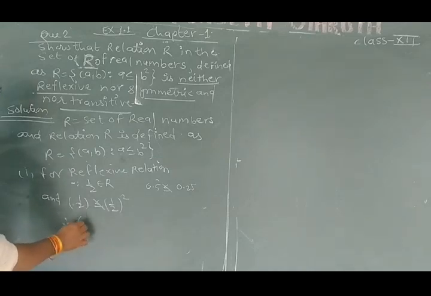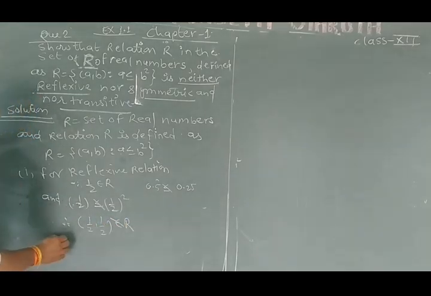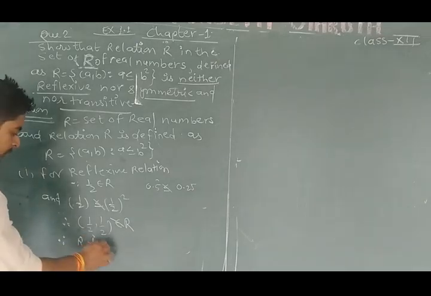Therefore, this type of ordered pair, the ordered pair (1 by 2, 1 by 2), will not come in R. Therefore, R is not reflexive.